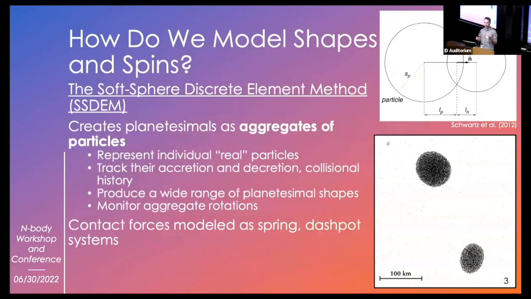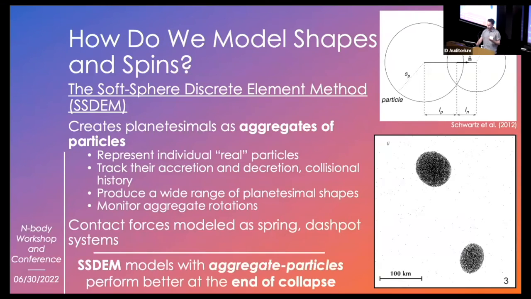And so what we use is the soft sphere discrete element method with 100,000 particles as well. And we created planetesimals as aggregates of particles. So our particles represent individual real particles with static sizes, and we're able to produce a wide range of planetesimal shapes. We can see in the bottom right, our binary system from one of my simulations has an oblate spheroid shape, and we're able to also monitor aggregate rotations. But because we do not use these cloud particles, we're not able to have an enhanced collision rate like the cloud particle systems. So we can also say that the aggregate particles perform better at the end of collapse as opposed to the cloud particle system.